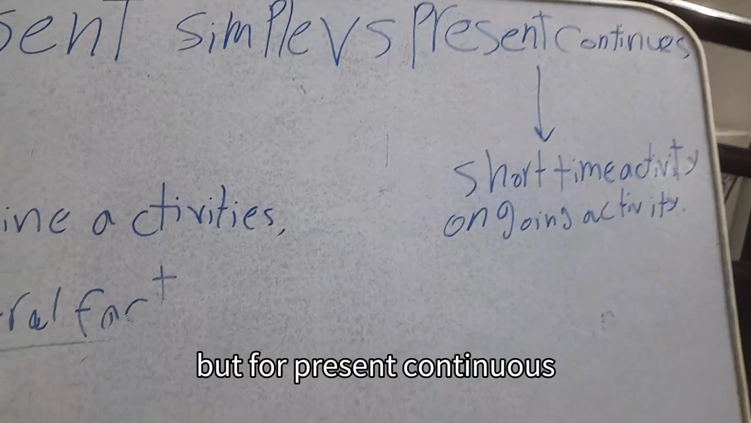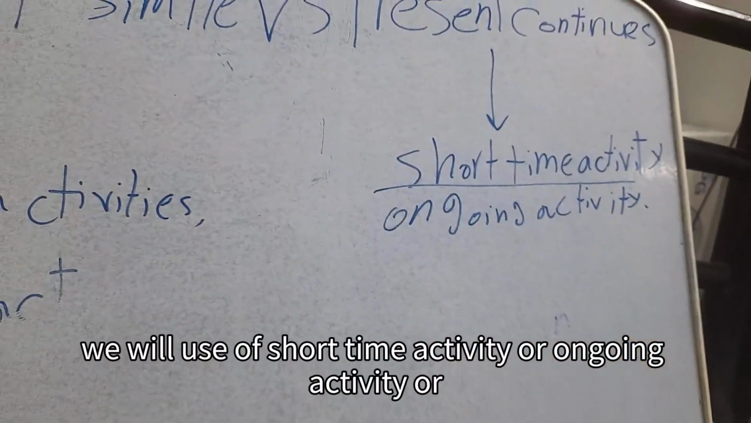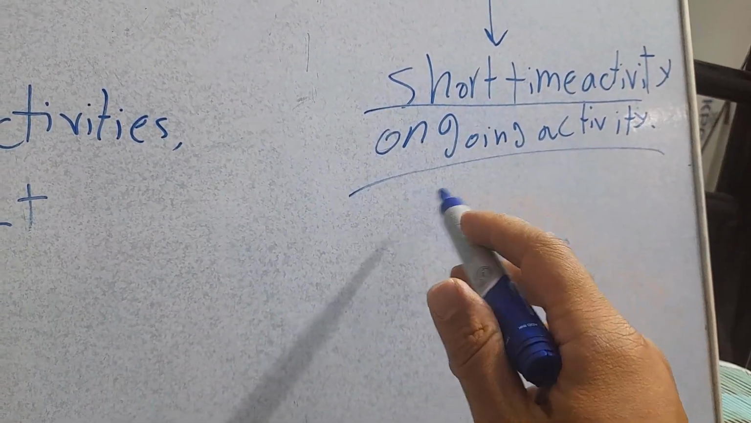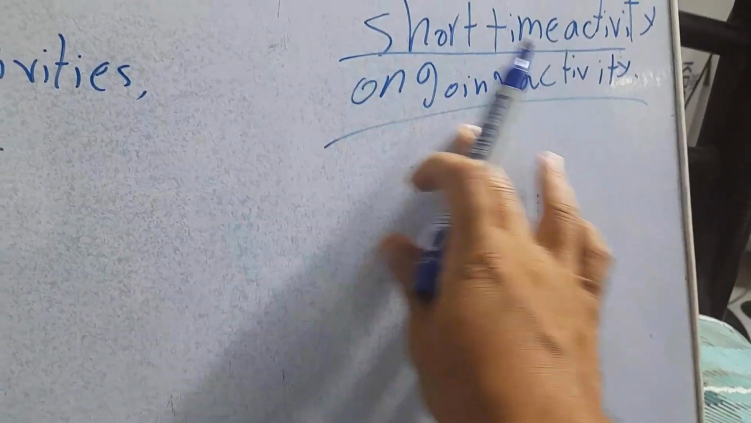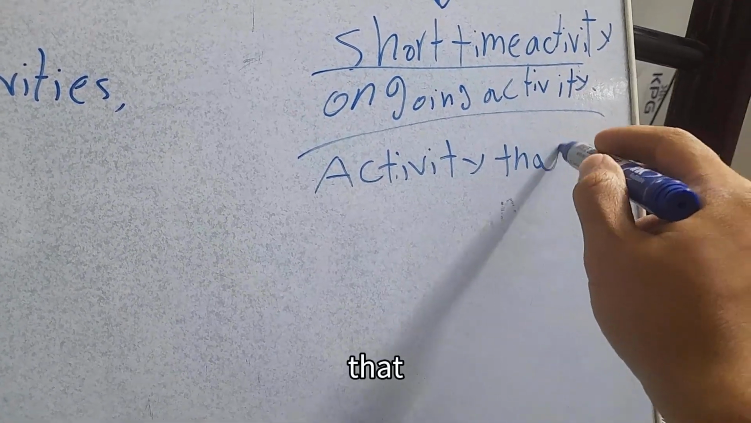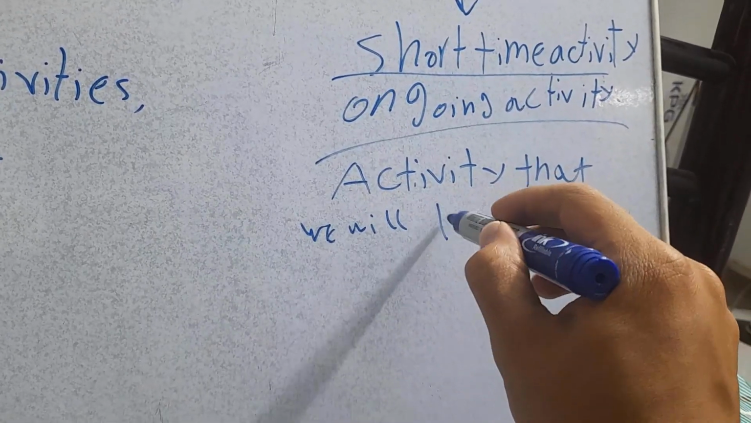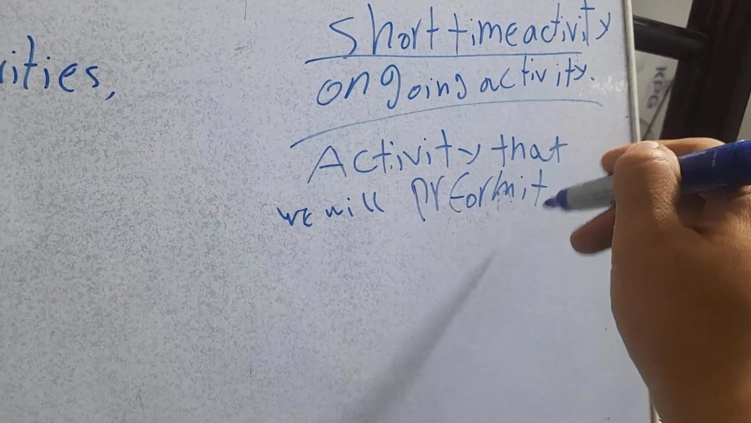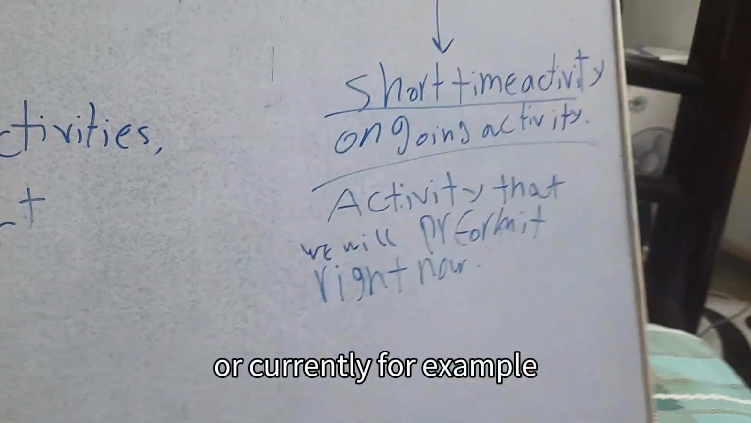But for present continuous, we use it for short time activity or ongoing activity, or an activity that we perform right now or currently.